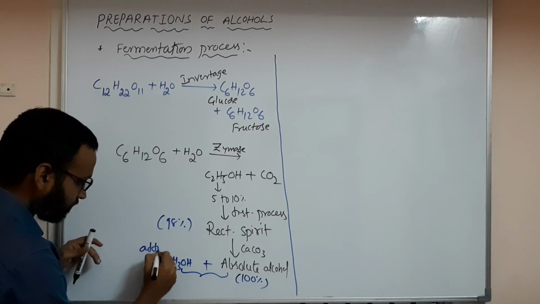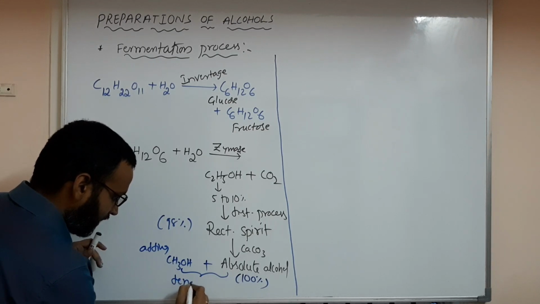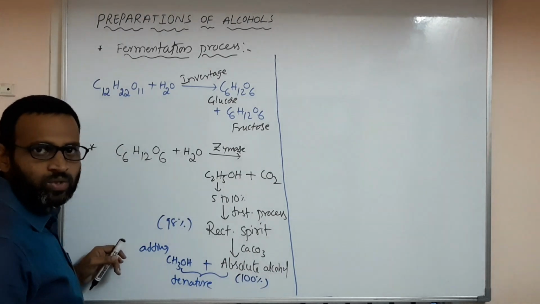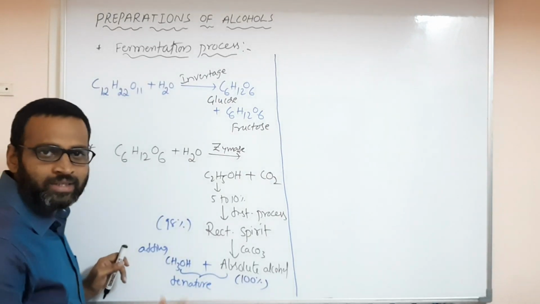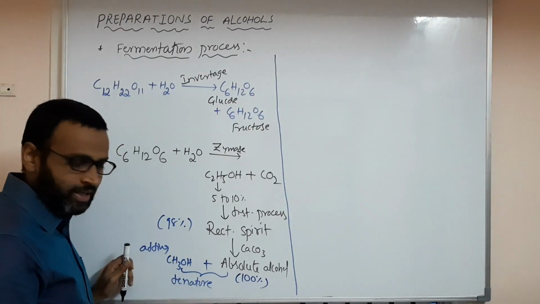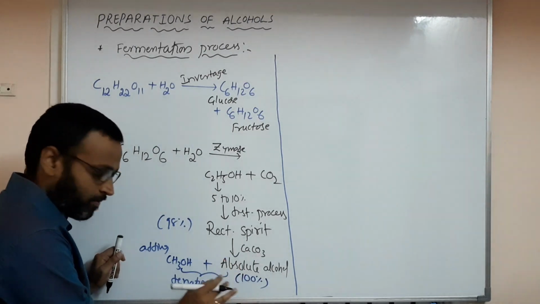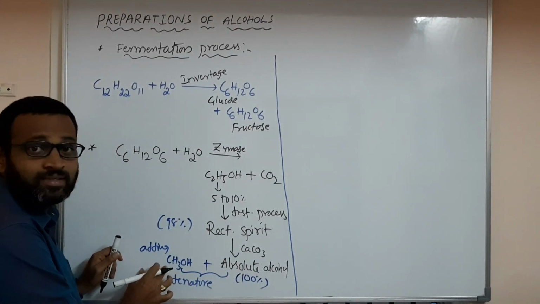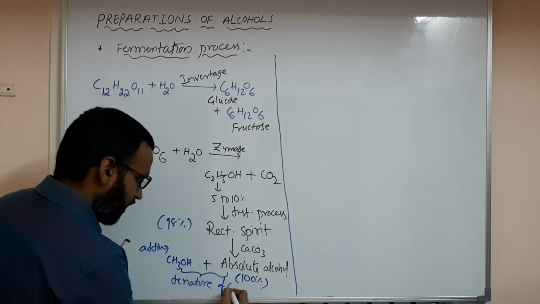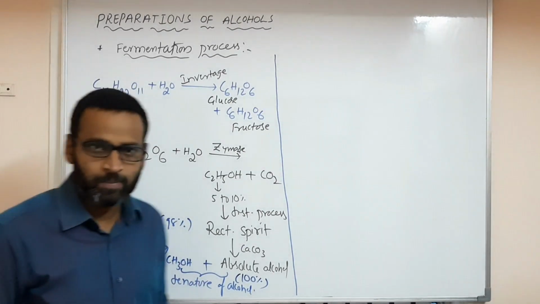Adding methanol to absolute alcohol is called denaturing. Denature means it loses its original nature. Denature means unfit for drinking. Ethyl alcohol is fit for drinking, right? But don't drink, I am just saying generally. Absolute alcohol is fit for drinking, but when you add methanol, it is poisonous, so it becomes unfit for drinking. That is the denaturing of alcohol, which is used for industrial purposes.